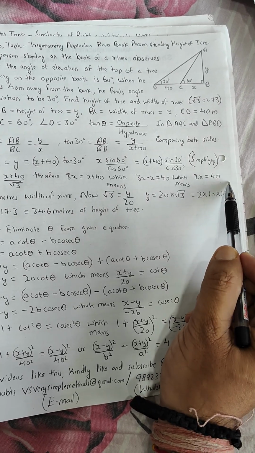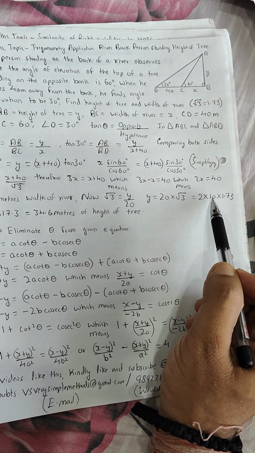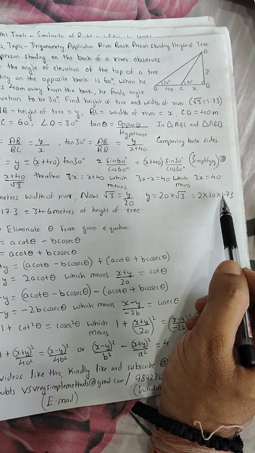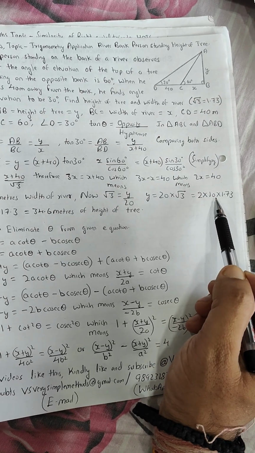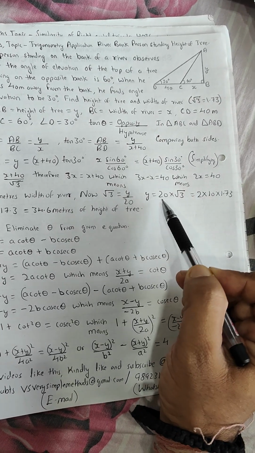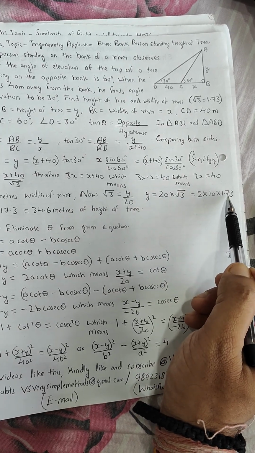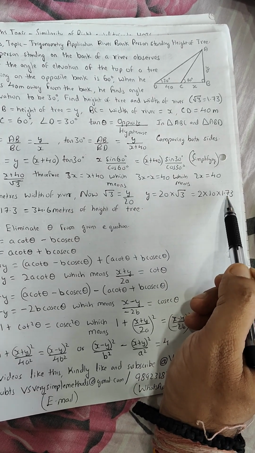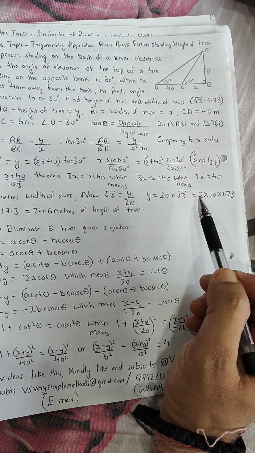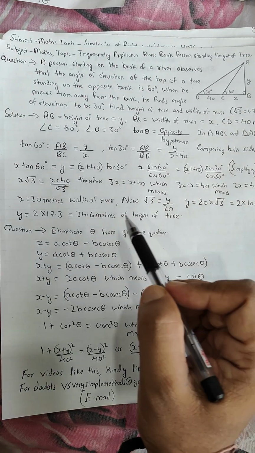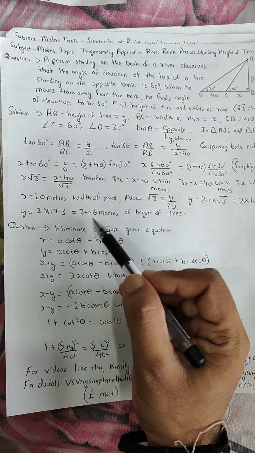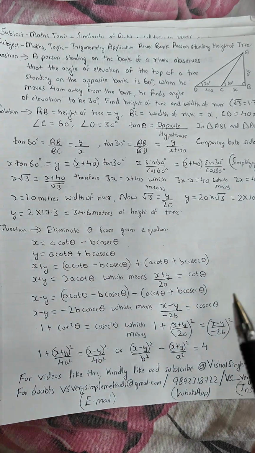This decimal will jump one time to the right side. जब भी हम 10, 100, 1000 से मल्टीप्लाई करते हैं, डेसिमल राइट साइड में शिफ्ट करता जाता है, और जब डिवाइड करते हैं, डेसिमल शिफ्ट टू द लेफ्ट साइड. So 10 into 1.73 will give you 17.3. 17.3 multiplied by 2 will give you 34.6 meters, which is the height of the tree. This is this particular question.